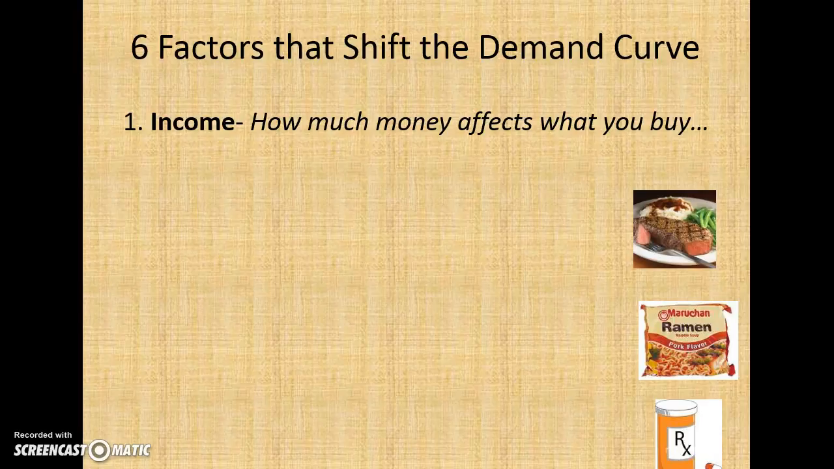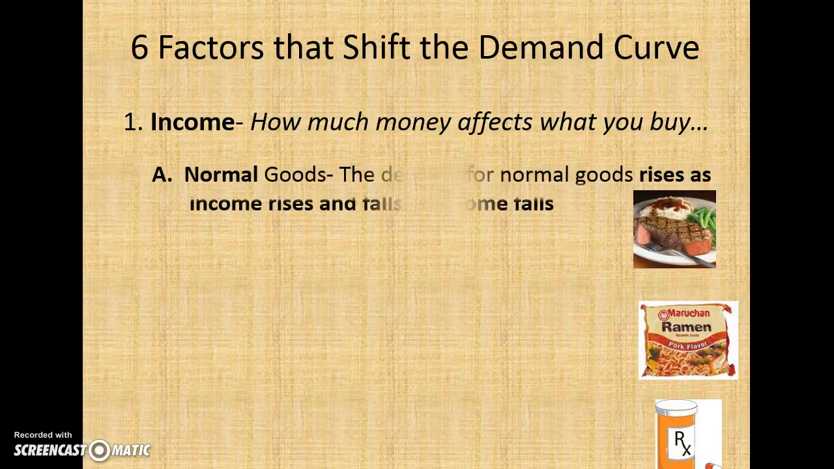Now we're going to look a little bit more at how types of products and different factors affect the demand curve. You can think of these six factors that shift the demand curve as things that would make you want to buy stuff. They're things that make you want to buy more or buy less of something. Number one is pretty obvious: income. If you have more money, you're going to want to buy more stuff.